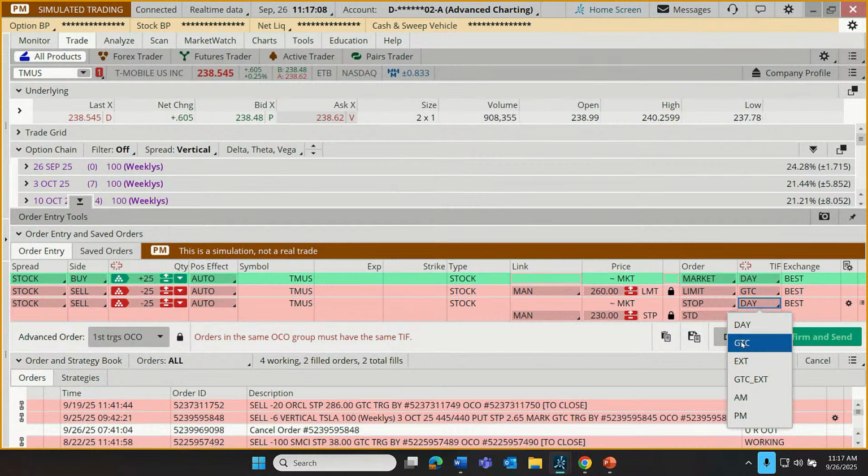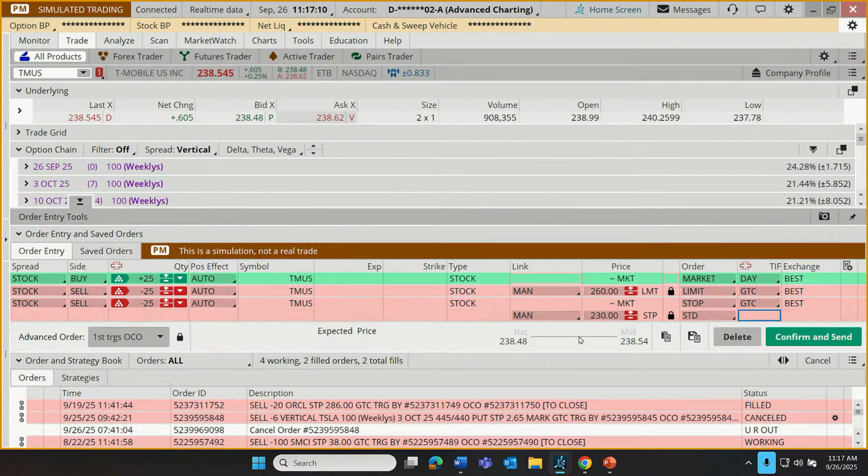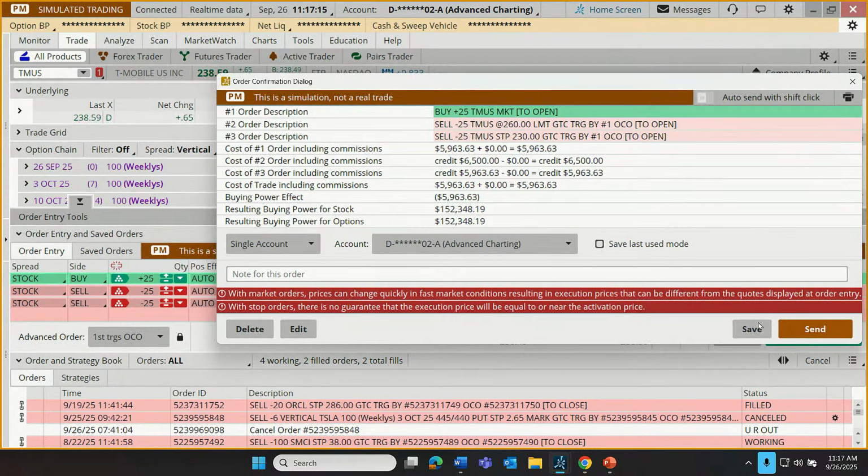Good till canceled. There we go. So let's click confirm and send. I'm going to be buying the 25 shares of T-Mobile at the market price. With market orders, prices can change quickly in fast market conditions, resulting in execution prices that can be different from the quotes displayed at order entry. Not guaranteed to pay $238.56 just because that's what it says at this moment.